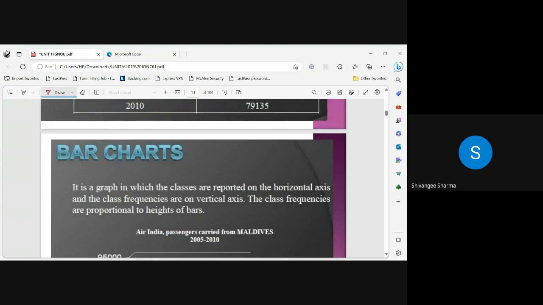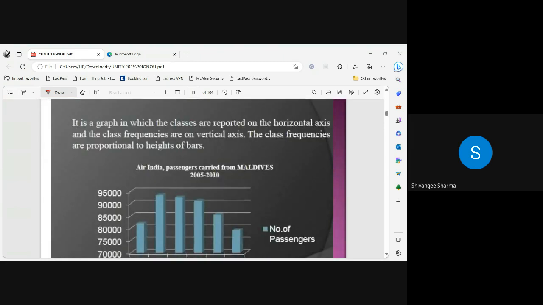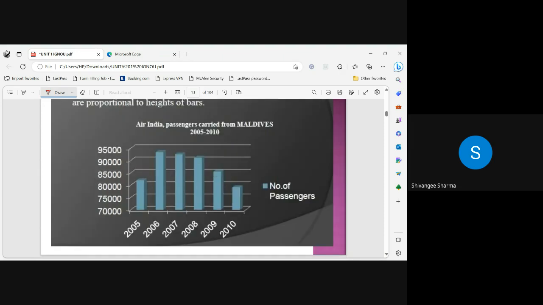Now, let's move on to what is a bar chart. A bar chart is a graph in which the classes are reported on the horizontal axis. Generally, on the horizontal axis, we take the independent variable, and independent variables are those which are not in the hands of the researcher, which cannot be varied with respect to the other one. Here we can clearly see the time horizon, which is 2005, 2006, 2007, 2008, 9, and 10. This time is independent.